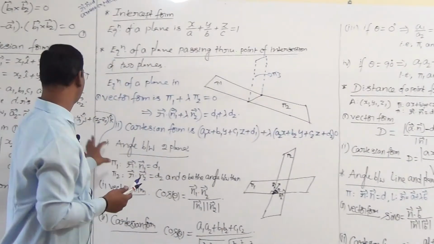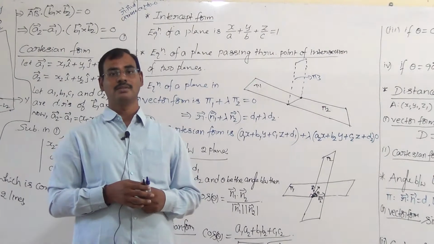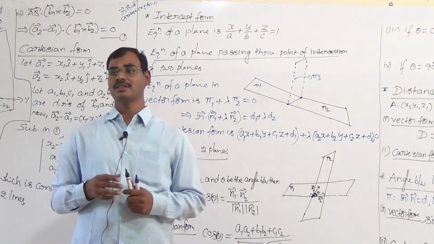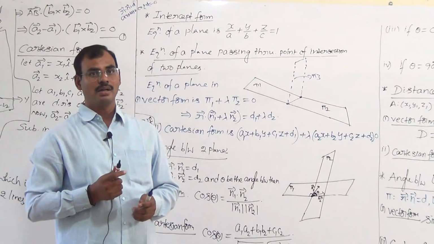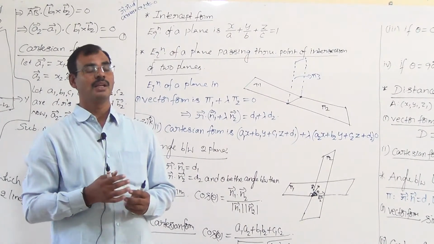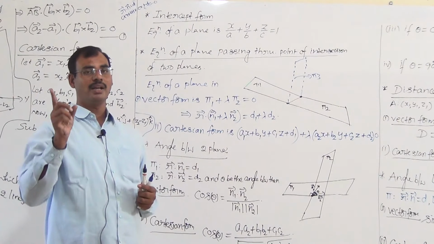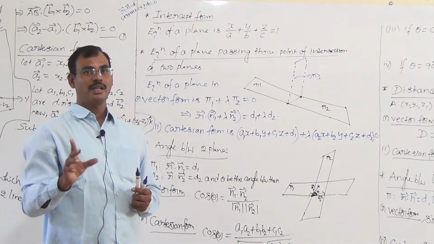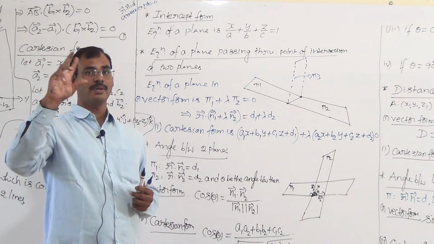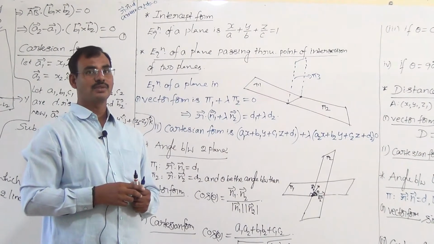Once again, the formulas. The first one, equation of a plane in normal form, is the first theorem: r bar dot n cap is equal to d. In Cartesian form, lx plus my plus nz is equal to d, where d is the perpendicular distance of the plane from the origin. l, m, n are direction cosines.